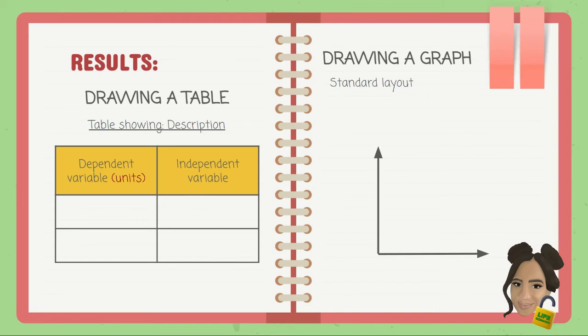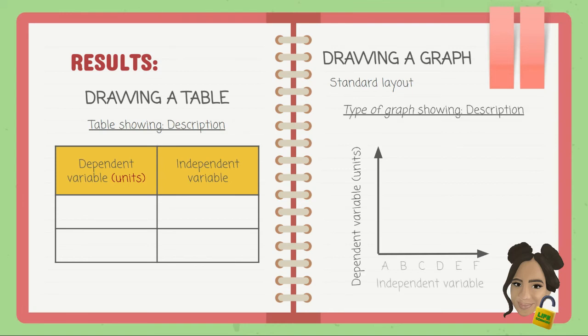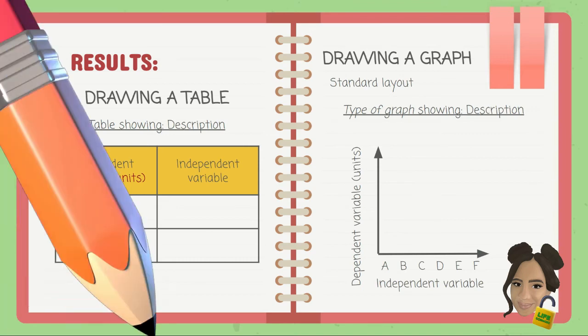When drawing a graph, there is a standard layout to be followed. First, you'll need an underlined heading describing what is being recorded below. Your dependent variable is labeled on the vertical axis with units in brackets, and the independent variable is labeled on the horizontal axis with categorical descriptions included.